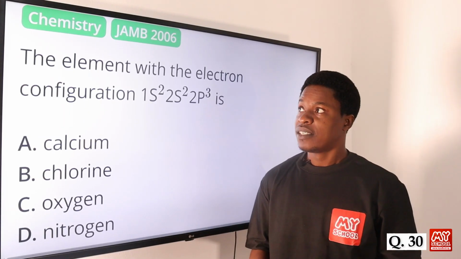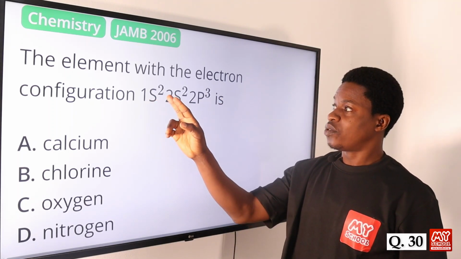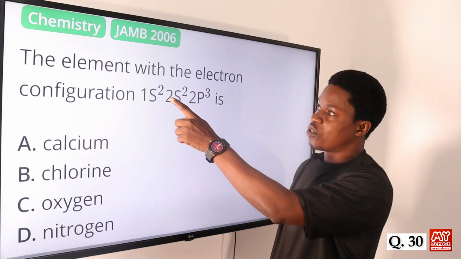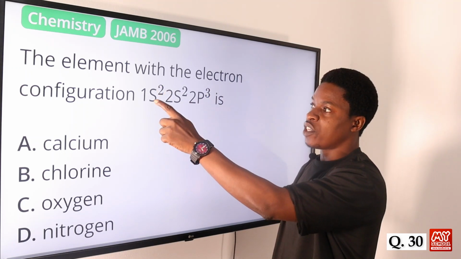Question 30. The element with the electron configuration 1s², 2s², 2p³ is what? You don't need to waste much time on this. All you need to do is just add up these, since they show the number of electrons on each of the orbitals.